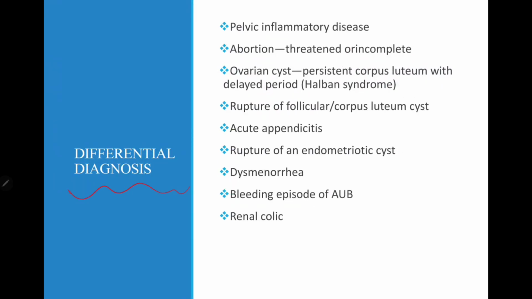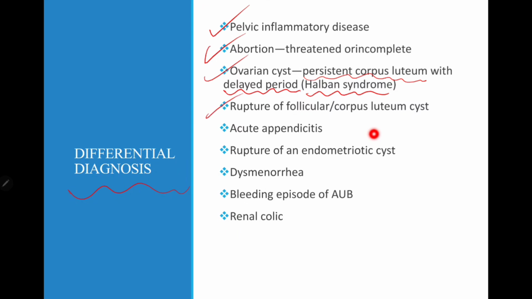On to the differential diagnosis of ectopic pregnancy, we have pelvic inflammatory disease, abortion threatened or incomplete, ovarian cyst, especially ovarian cyst is generally associated with Halban syndrome. What is Halban syndrome? Whenever there is a persistent corpus luteum with delayed periods, that is known as Halban syndrome. So any persistent corpus luteum with delayed periods is Halban syndrome.